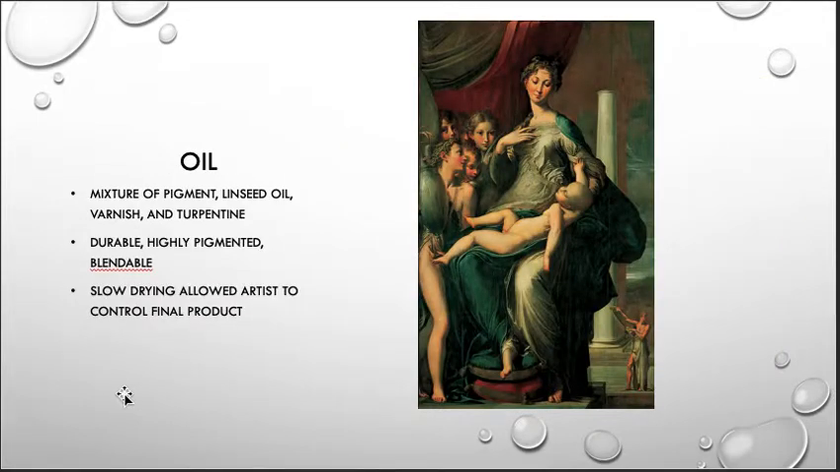Okay, next we've got oil. This is probably a very common one that we know today. Oil is a mixture of pigment, linseed oil, varnish, and turpentine. Probably smells wonderful. It's durable and highly pigmented and very blendable. So artists were really able to get a very realistic usage of color. And it's slow drying, so it's very forgiving. The artist can really control that final product.